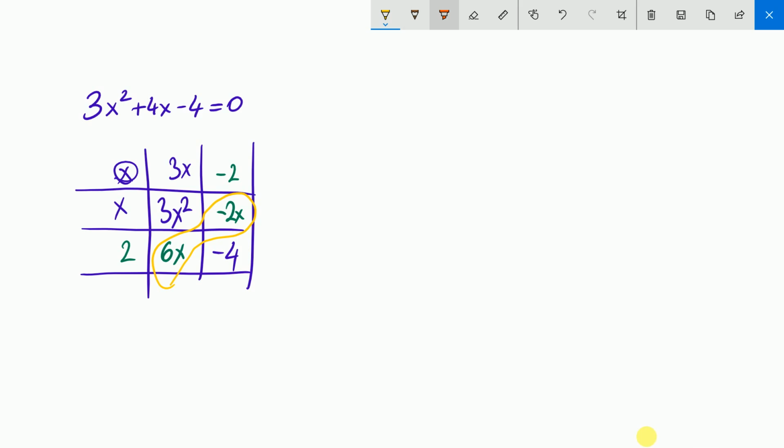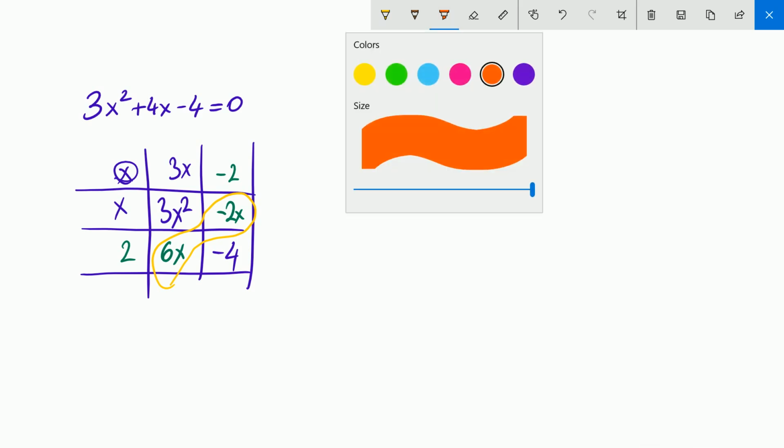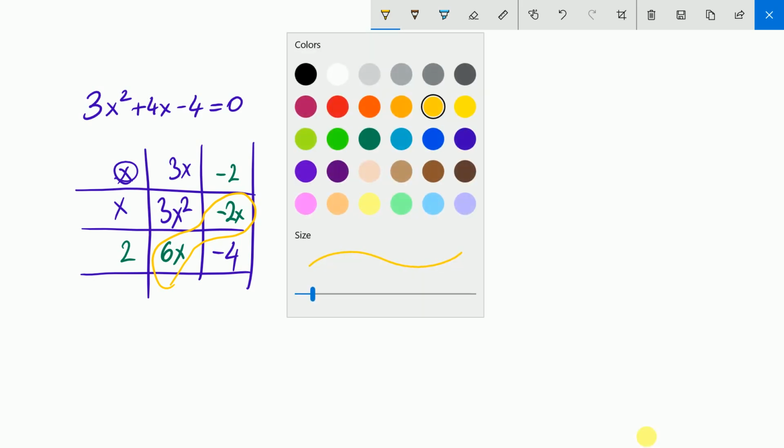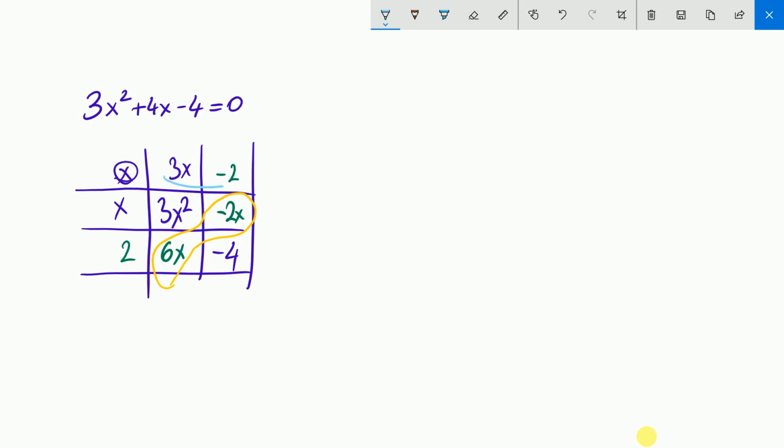Now I can say, guys, I really recommend you to factorize and circle around your factors. Look at these blue colors. Yes, my factors are (3x - 2) times (x + 2).